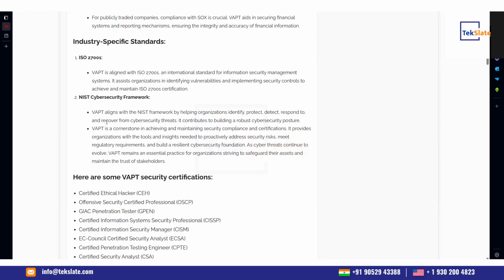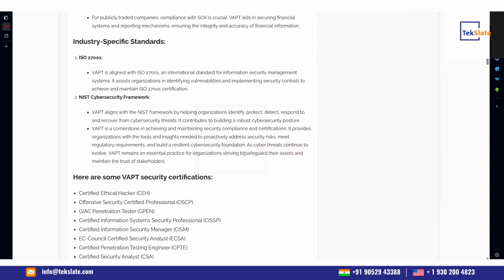It contributes to building a robust cybersecurity posture, and it is also a cornerstone in achieving and maintaining security compliance and certification. It provides organizations with the tools and insights needed to proactively address security risks, meet regulatory requirements, and build a resilient cybersecurity foundation. As cyber threats continue to evolve, VAPT remains an essential practice for organizations striving to safeguard their assets and maintain the trust of stakeholders.